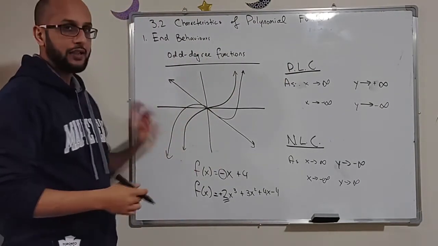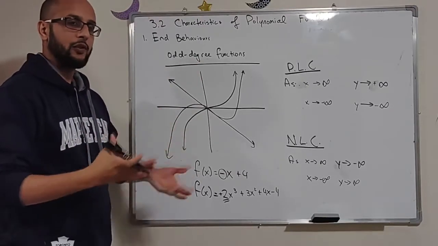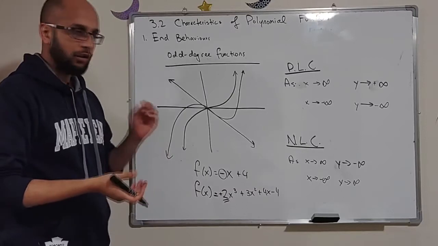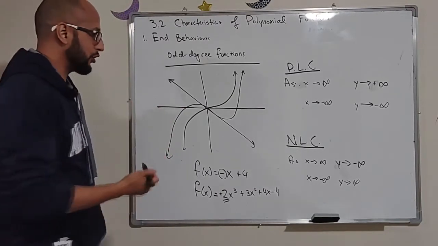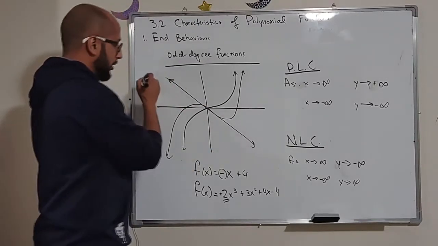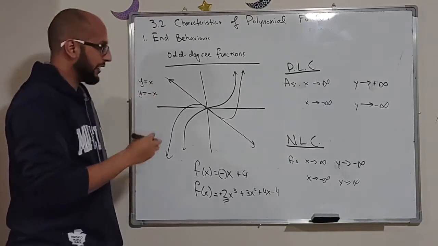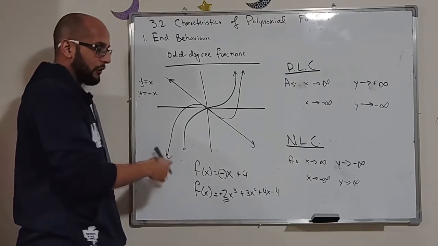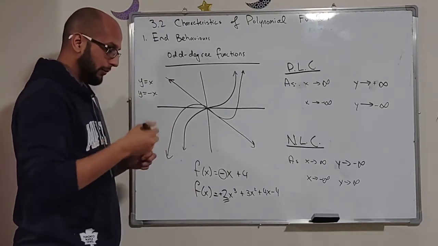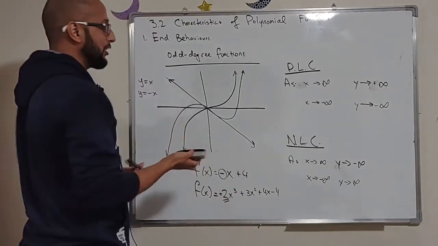Just keep in mind, odd degree functions go from one side to the other. And if at any point you get confused between odd degree and even degree, always think back to the simplest odd degree function you know, which is a line. Think about y equals x and y equals negative x. Whatever the end behaviors are for these two functions, that's exactly what they'll be for any odd degree function, no matter how complex the equation looks. Now we're going to take a look at even degree functions.